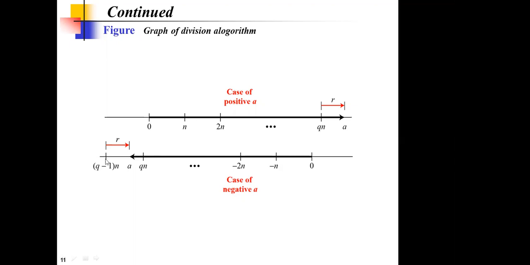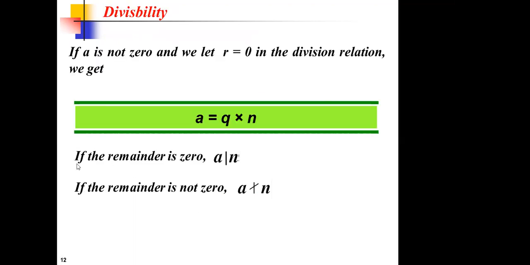If I take the earlier point, r will be negative. If I take this point, r will be positive. A simple thing actually. Okay, divisibility.